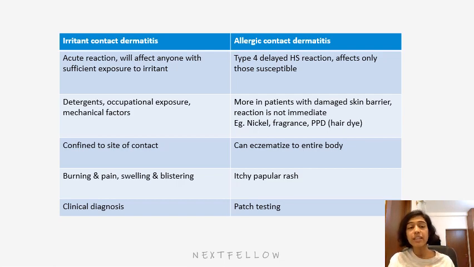In irritant, again, there will be more burning and pain than itch, right? Because this is like a toxic substance, and there could be swelling and blistering as well. In allergic contact dermatitis, there's more of an itchy erythematous rash. Irritant is diagnosed clinically, whereas ACD is diagnosed typically with patch testing. You can pinpoint allergens sometimes with patch testing.